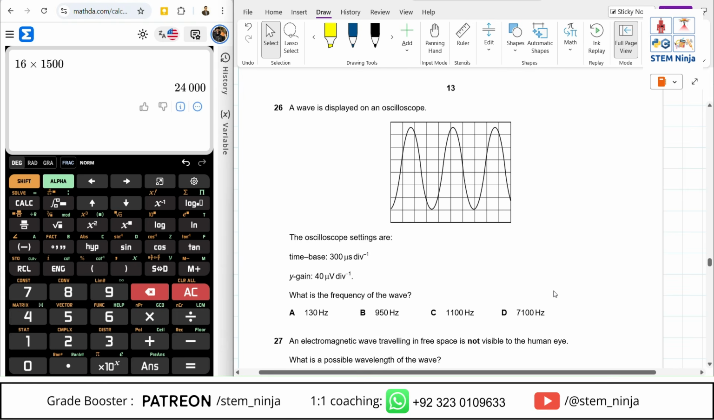Okay. A wave is displayed on an oscilloscope. Oscilloscope settings are time-base 300 microseconds per division, Y gain 40 microvolts per division. What is the frequency of the wave? So to figure out the frequency, we need to know the time period. So let's take a point that we can measure the time period from.